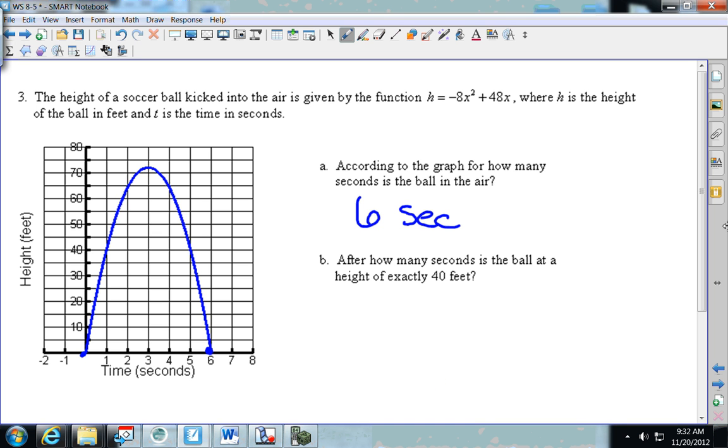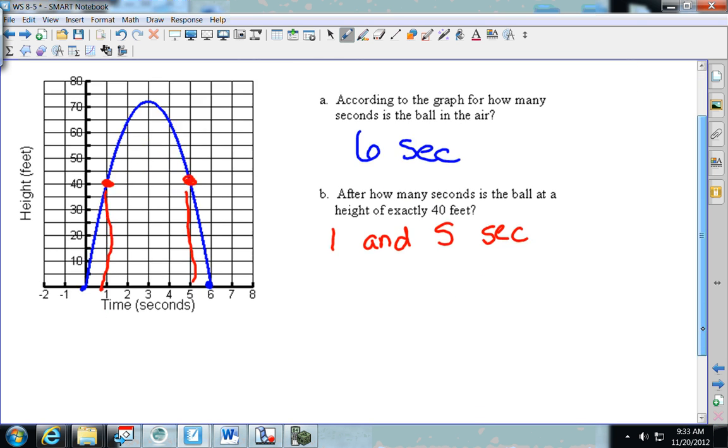After how many seconds was the ball exactly at 40 feet? You come over here to 40 feet. Here's one. Here's the other. It should be at 1 second and 5 seconds. There have to be 2 of them because the ball goes up and then comes back down.